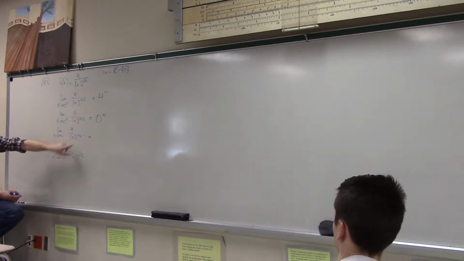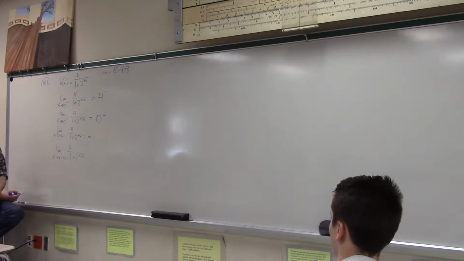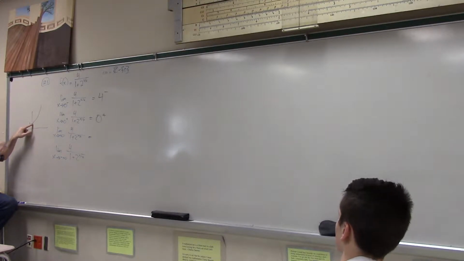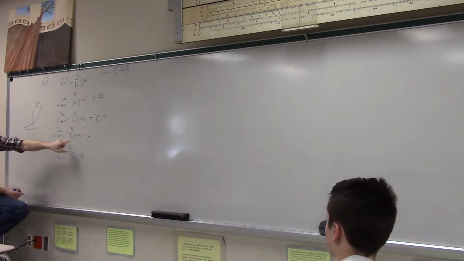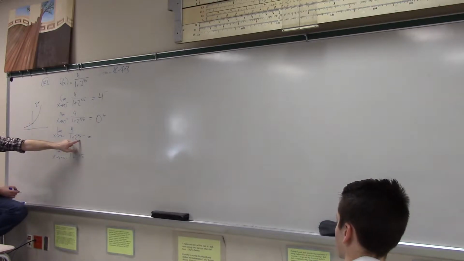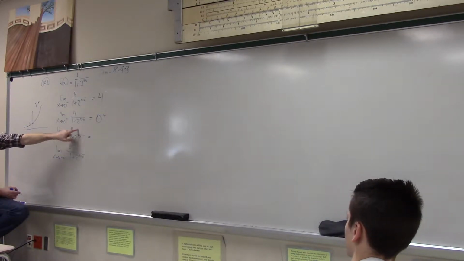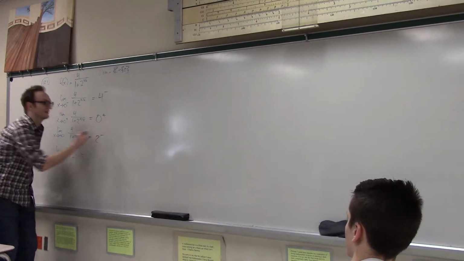What's 2 to the 0 plus? If I plug a number a tiny bit more than 0 into the 2 to the x function, it's going to give me a number which is a tiny bit more than 1. Good so far? So 1 plus a tiny bit more than 1 is a tiny bit more than 2, and 4 divided by a tiny bit more than 2 is 2 minus. A tiny bit less than 2.